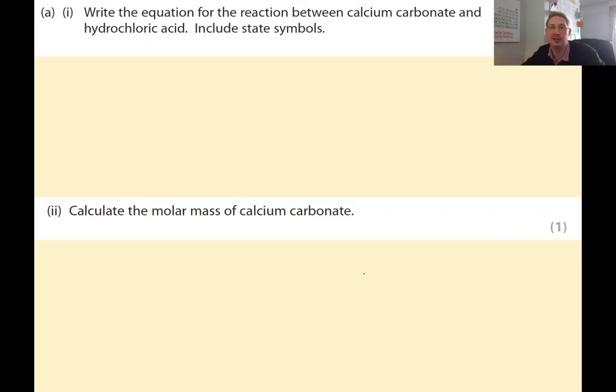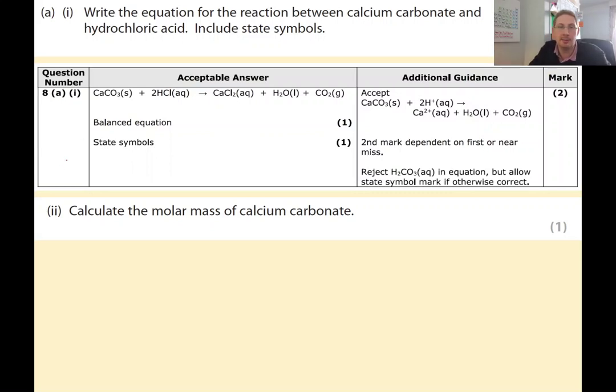Write the equation for the reaction between calcium carbonate and hydrochloric acid, including state symbols. So calcium carbonate solid, 2 hydrochloric acid aqueous, not liquid here. The only time you'd use liquid is in the group 7. Calcium chloride, right, you do need to know that is of course a soluble salt. All halides are soluble with the exception of lead halides and silver halides, plus water, which is a liquid, and carbon dioxide, which is a gas. They did allow you to write the ionic equation.